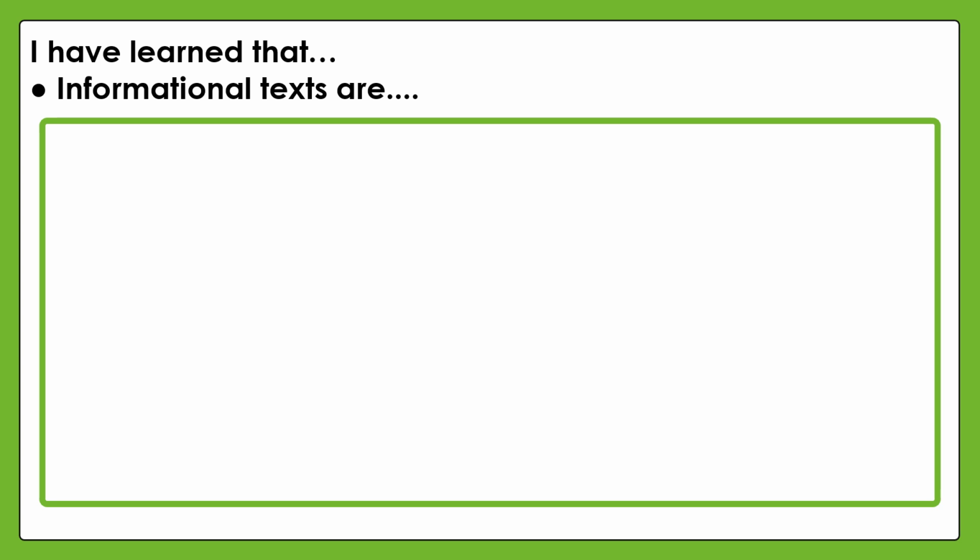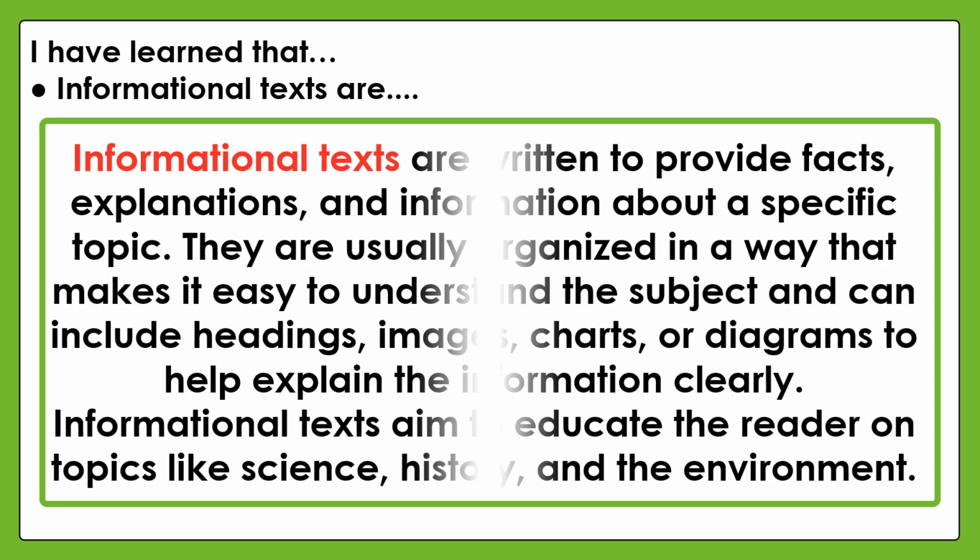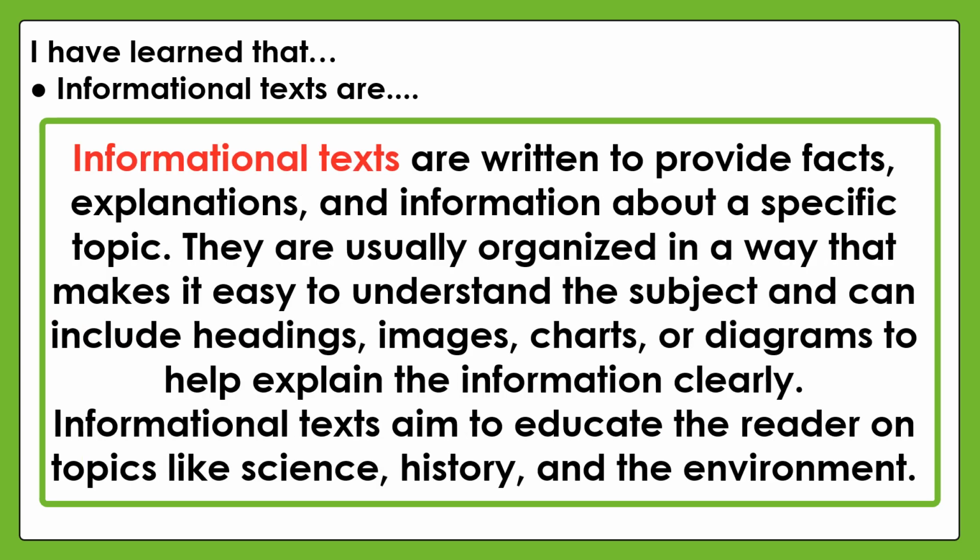I have learned that informational texts are written to provide facts, explanations, and information about a specific topic. They are usually organized in a way that makes it easy to understand the subject and can include headings, images, charts, or diagrams to help explain the information clearly. Informational text aims to educate the reader on topics like science, history, and the environment.